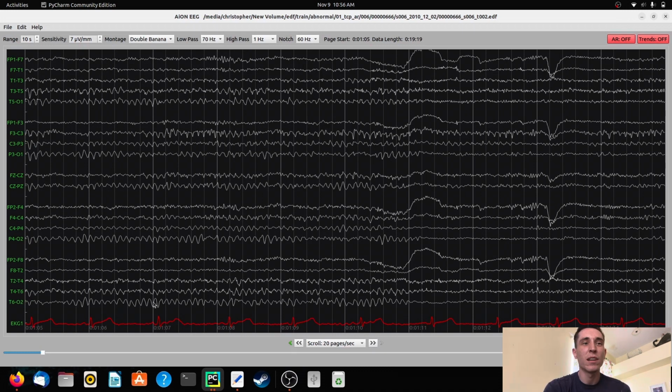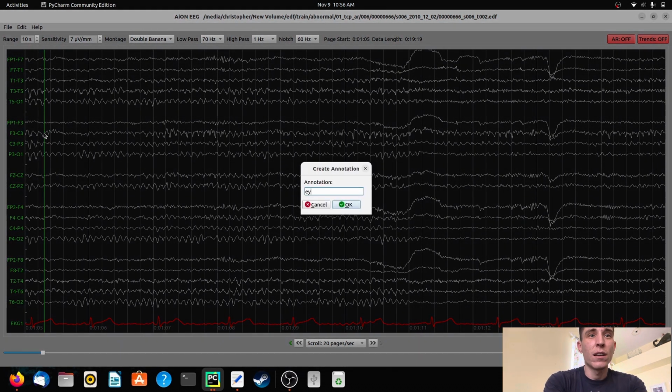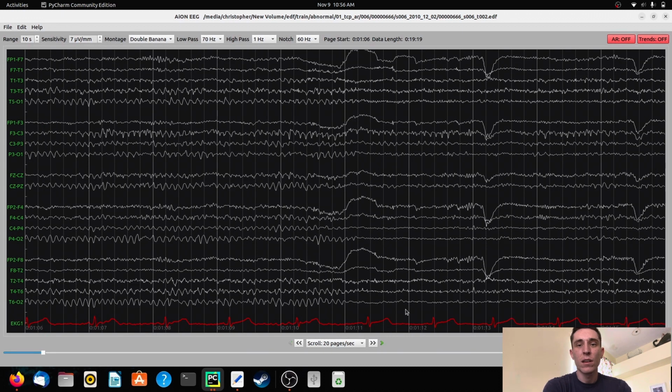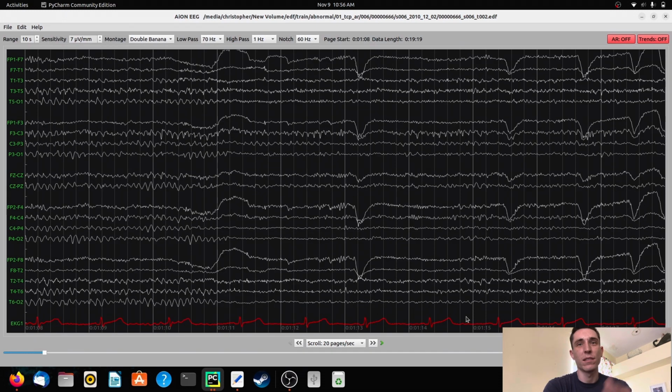Now, my friends, we see over here the posterior dominant rhythm. You see the 10 to 11 waves in the back of the head. It's clearly showing. Well, that's because the patient's eyes are closed. But right here, what is this weird thing here? And why does the posterior dominant rhythm essentially disappear, guys? What could be causing this? Tell me in the comments.